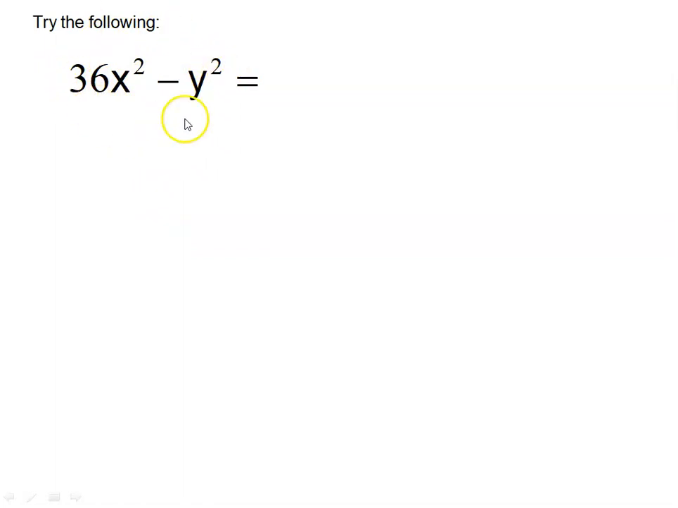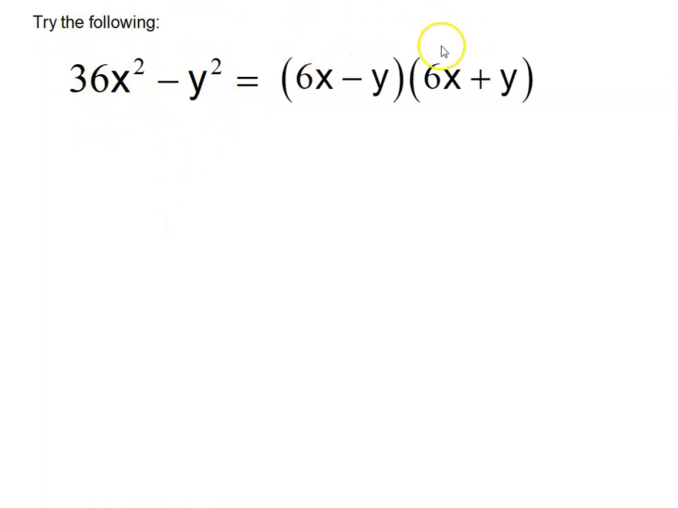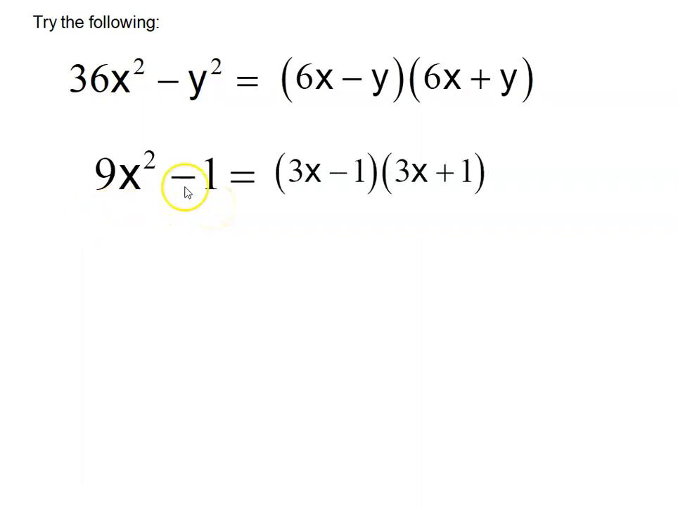So first, common factor, no. Second, 36x squared is a perfect square. Y squared is a perfect square, minus between them. Check, check, check. So the way I would factor this is the square root of this, which is 6x, and the square root of this, which is y, are going to be my two factors, one with a plus and one with a minus. Next example, you can pause if you like. The square root of 9x squared is 3x. The square root of 1 is 1. There's a minus between them. This is how it factors.